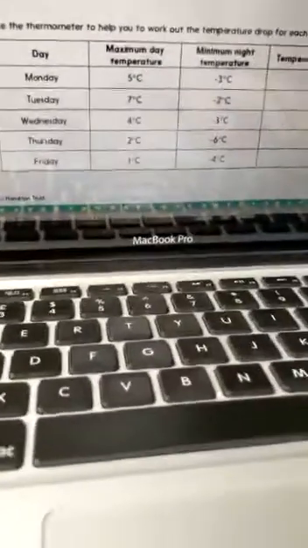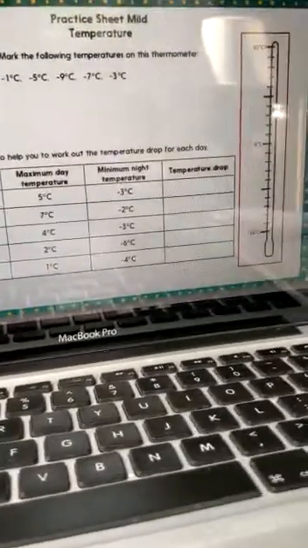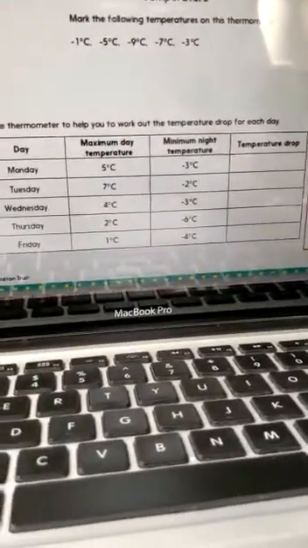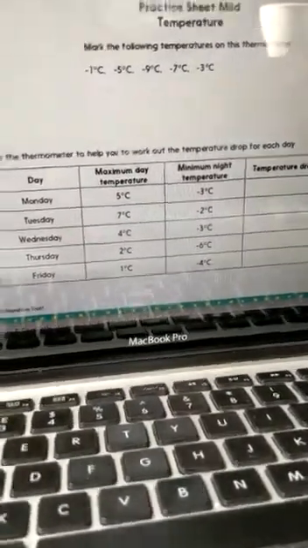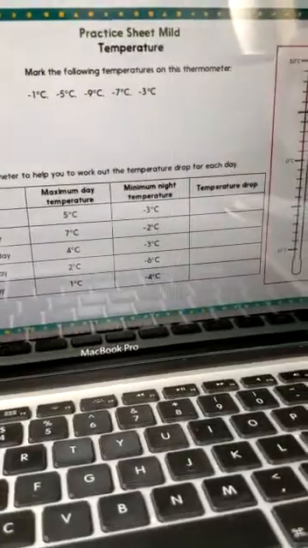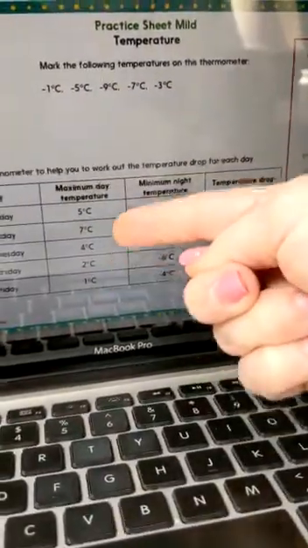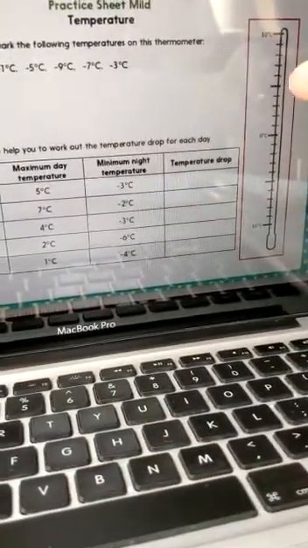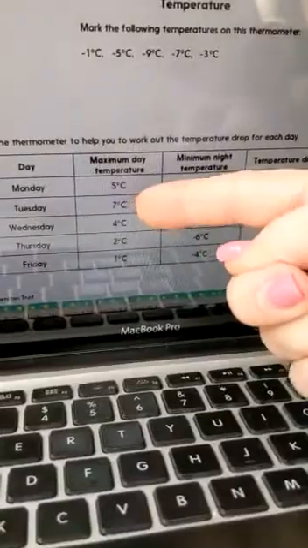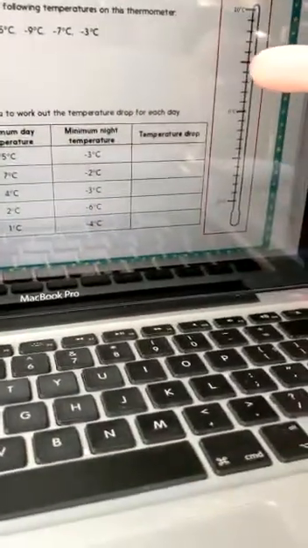And what you've got here, if you're feeling confident, give this a go. You are using the thermometer, this one here on the side, okay, to help you work out the temperature drop for each day. So it's starting up here in the positive numbers and dropping to a minus number each time, just to keep that nice and consistent, okay? And you are working out the difference between the temperatures, okay, the temperature drop. You're working out how much that temperature has dropped by.